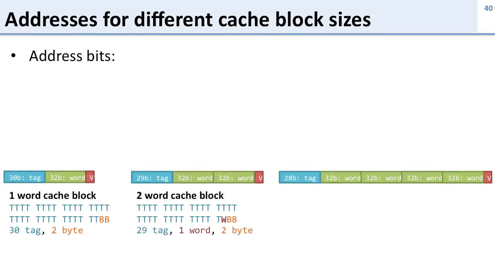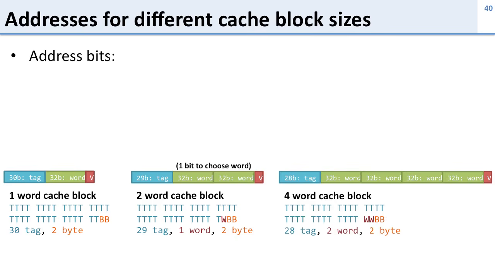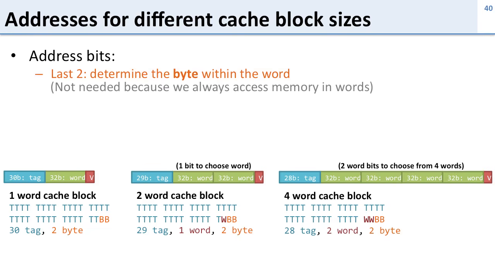For the 2-word cache block, we're going to use 29 bits for the tag, 1 bit to choose between the 2 words in the cache line, and 2 bits to choose which byte we want in that word. Similarly, for a 4-word cache block, we're going to have 28 bits for the tag. Now we have 2 bits to choose between the 4 words, and we have 2 bits to choose the byte in each word. So the last 2 address bits are going to determine the byte within the word.